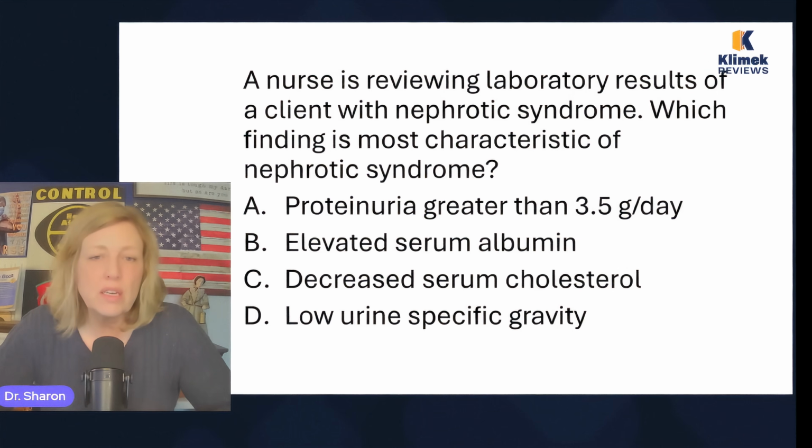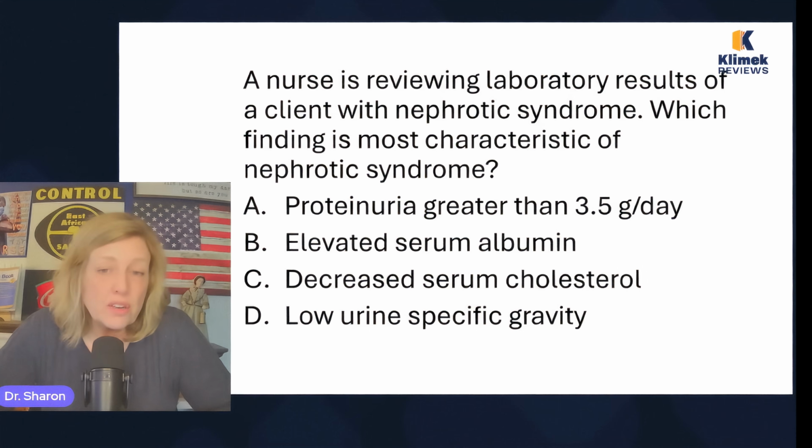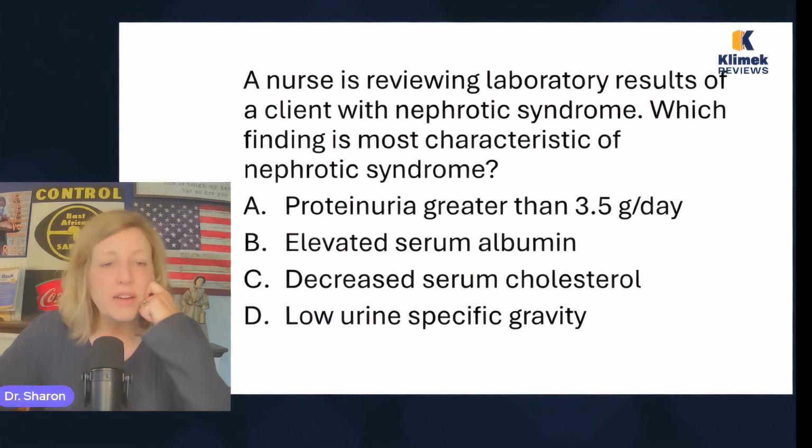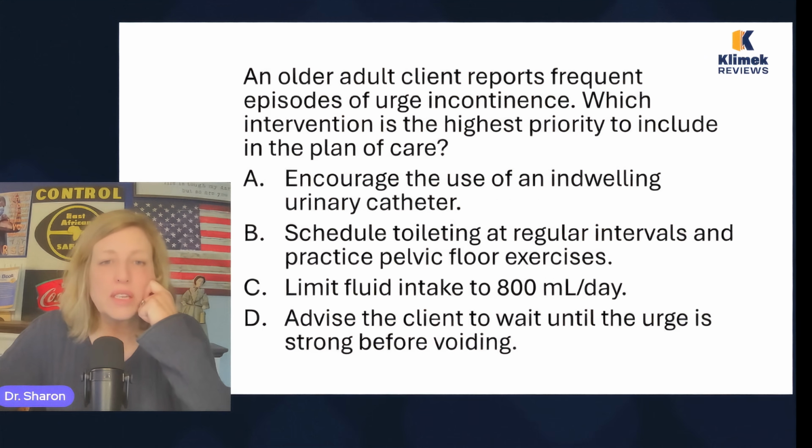So let's see, proteinuria greater than 3.5. So I like that answer. Elevated serum albumin? No, it'd be decreased serum albumin because you're losing it in your urine. Decreased serum cholesterol? I know proteinuria is the right answer, so I'm not going to pick one I'm not sure about. So I'm not going to pick C, low urine specific gravity. Actually, we'd have a high urine specific gravity because it would be more concentrated because of the kidney failure. So we're going to go with the high protein level.